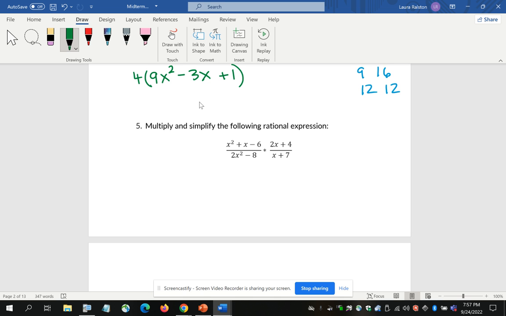So if I begin on the left in the numerator and I factor x squared plus x minus 6. Okay, so I got x times x. I need a pair that will multiply to 6 and subtract to 1. I believe that's 3 and 2. It's a plus 3 and a minus 2.